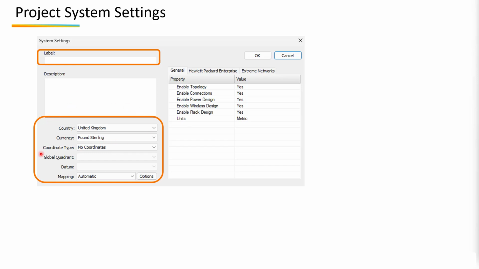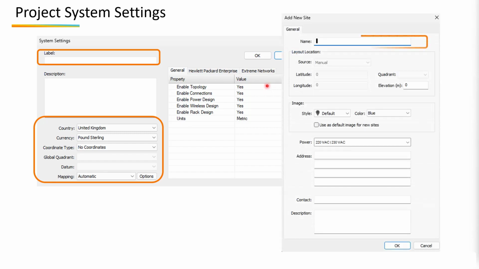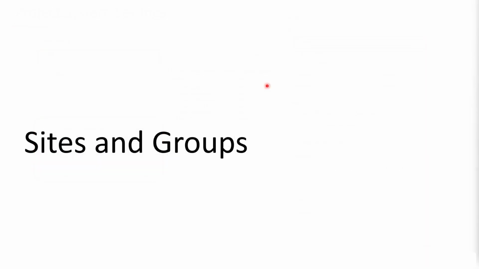In this case, because this Iris was installed initially for the United Kingdom, it uses UK sterling pounds, and I haven't provided any coordinates. But you can change these values; you can make changes here as well if you would like to. Once you create the project, it might consist of one or multiple sites. So the first thing you're going to create is a site. Once you create a site, you are able to create multiple sites.